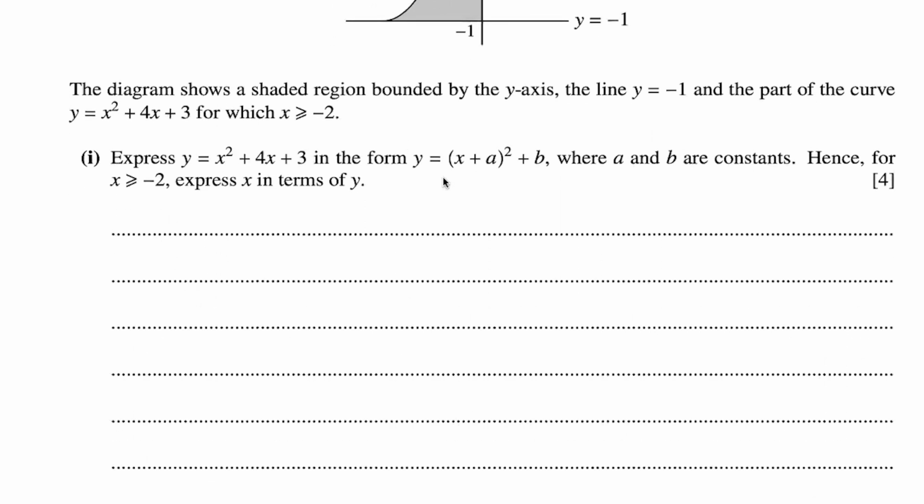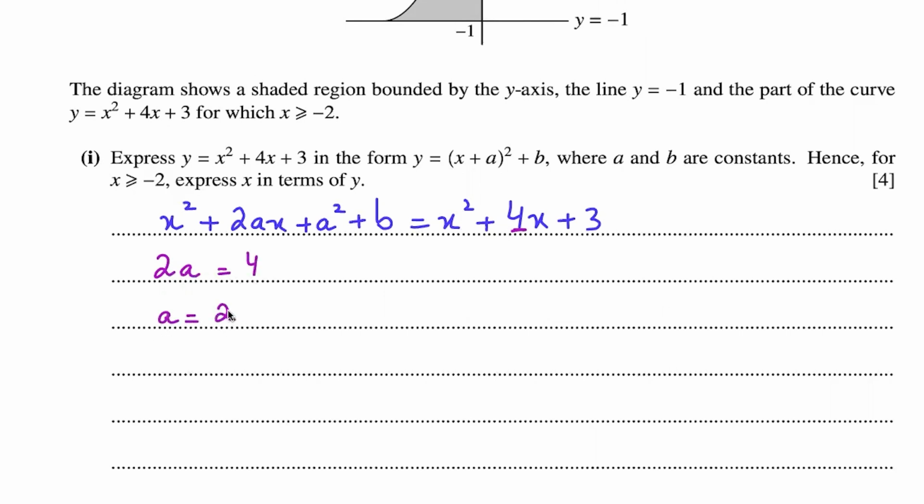So to convert it into the form (x plus a) whole squared, we can first expand the form, which will become x squared plus 2ax plus a squared plus b, and we can compare it with the original equation, which is x squared plus 4x plus 3. Now comparing the coefficients of x, on the left hand side we have 2a and on the right hand side we have 4. So the value of a would be 4 upon 2, which is 2.